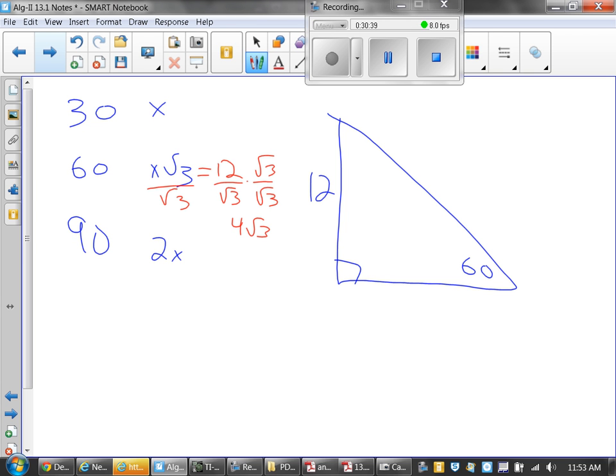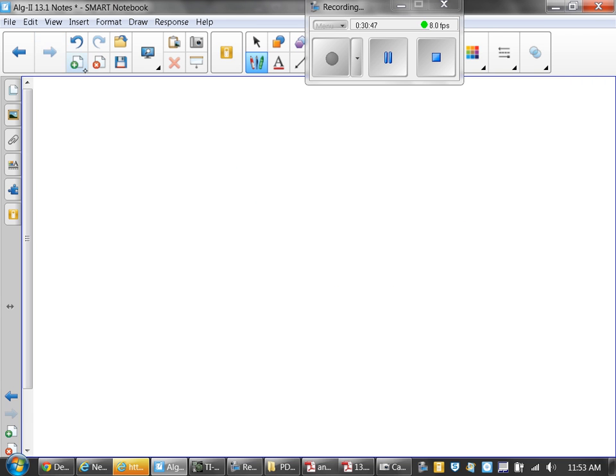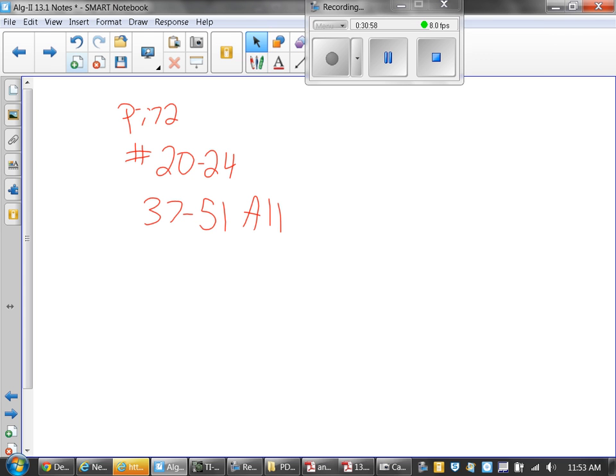So let me give you guys a few of these to try out. And we'll go to law of sines tomorrow. This is on page 772. All right. Do those, please.